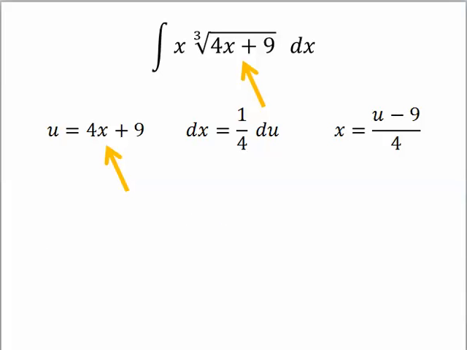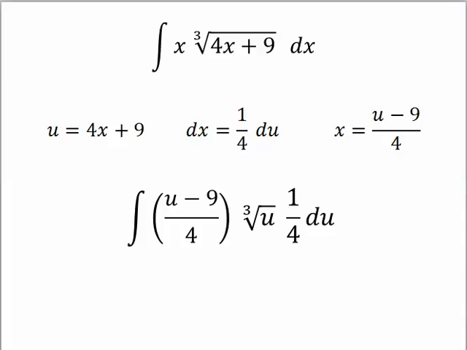So instead of 4x plus 9, I'm going to put in u. Instead of dx, I'm going to put in 1/4 du. And instead of x, I'm going to put in u minus 9 over 4. Make the substitution, and this is what I get. It looks like I've not arrived at anything very helpful, but in fact it will work.